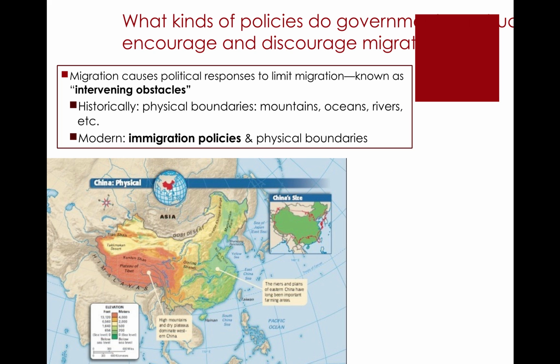To back it up a little bit, we're first going to begin with the fact that, in general, there are several things that have historically prevented migration. These are called intervening obstacles. In the past, intervening obstacles were primarily physical obstacles, parts of the natural environment. So we're talking mountains, oceans, rivers. Those things would often prevent people and function as boundaries.